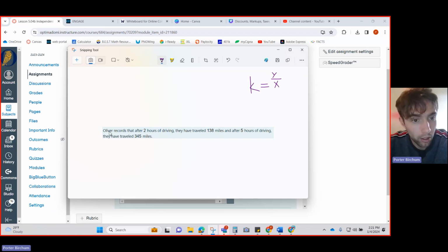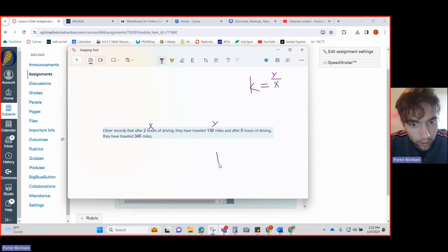You are choosing, or Oliver is choosing, how long to drive. Oliver's not really deciding how many miles he's going. Oliver's deciding how long he's driving. Because if Oliver could, Oliver would decide to go 500 miles in 2 seconds. Oliver can't do that. So Oliver can only decide how long to drive. So the hours is our x, and the miles would be our y. You are deciding how long you're driving, and then the miles depends on how long you drive.